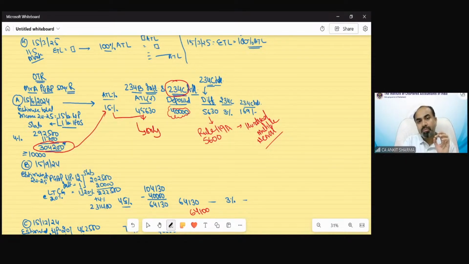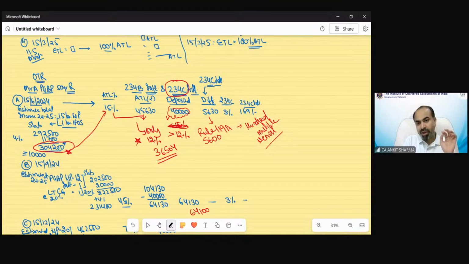Only 12% of my tax liability. 12% of my tax liability, that was 3,04,200. So you can see that 12% of it would be 36,504. And we have deposited 40,000 in this case. So it is less than 15%, but it's more than 12%.